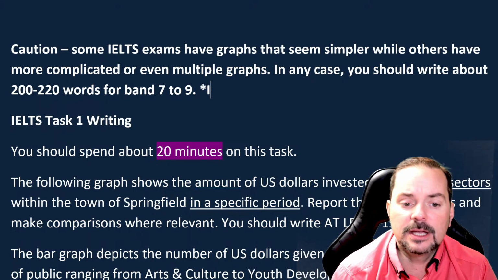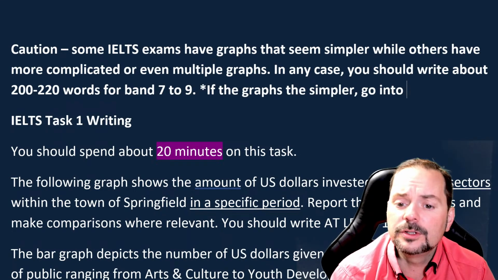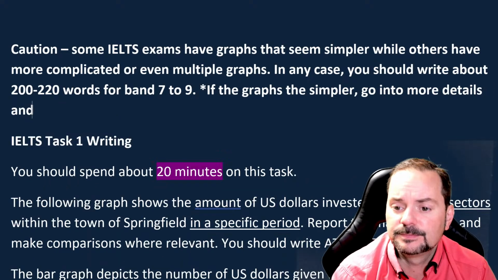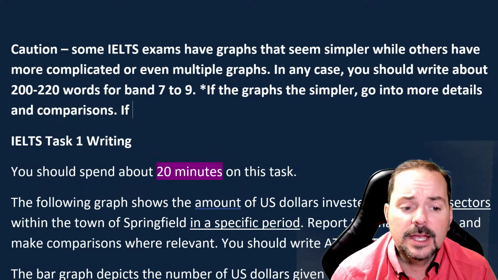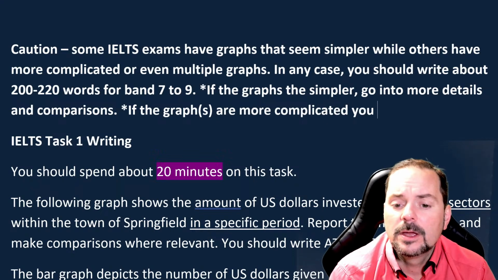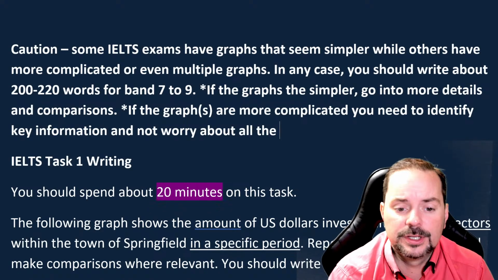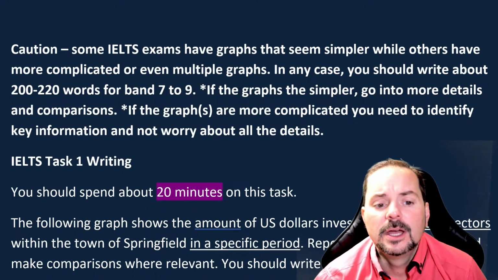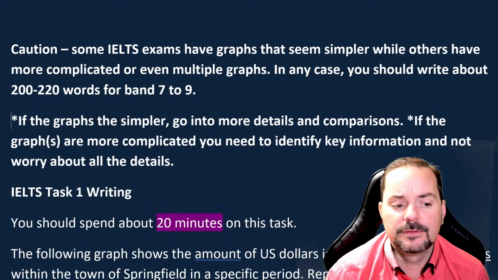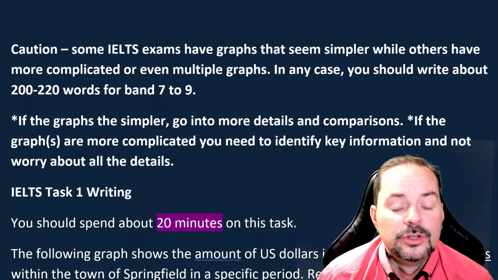And keep this in mind. If the graph is simpler, go into more details, comparisons. If the graph or the graphs are more complicated, you need to identify key information and not worry about all the details. Okay? Does that make sense, everybody? So that's where we're going with this. That's the magic knowledge that you have to understand.